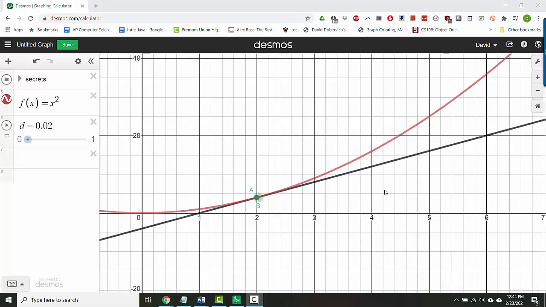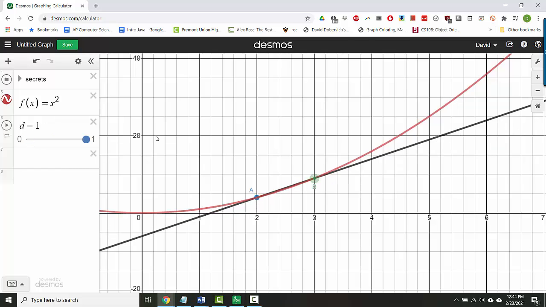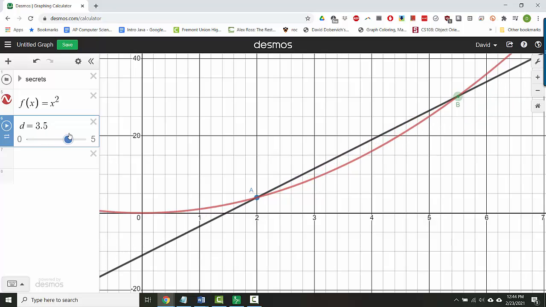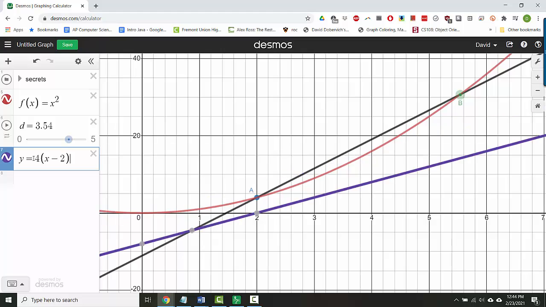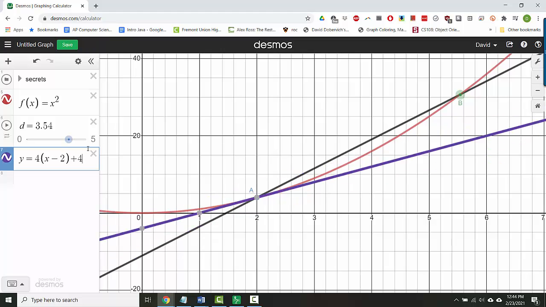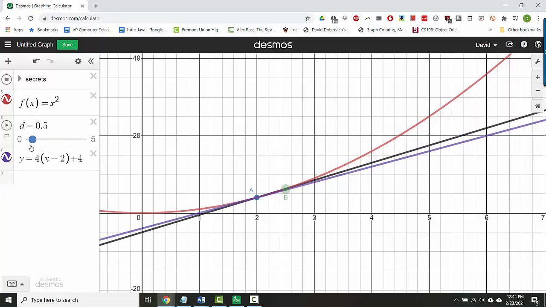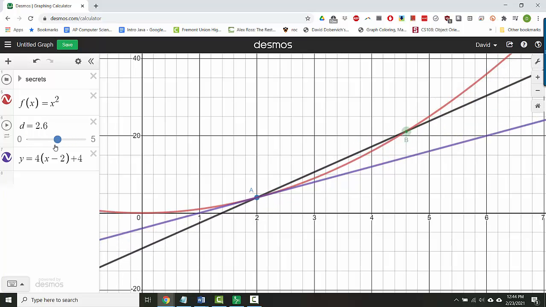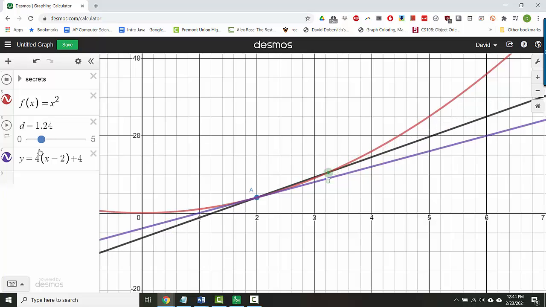So now let's actually graph everything on Desmos and see what there is to see. So here's the same graph that we've been looking at. Let's get b further away here. B is going to go over here now. So I'm just going to enter the equation that we just calculated. So it was 4 times (x minus 2) plus 4. And I've lost track of all my lines. So as b gets closer and closer to a, you see that the black line is getting closer and closer to this tangent line that we calculated in purple.